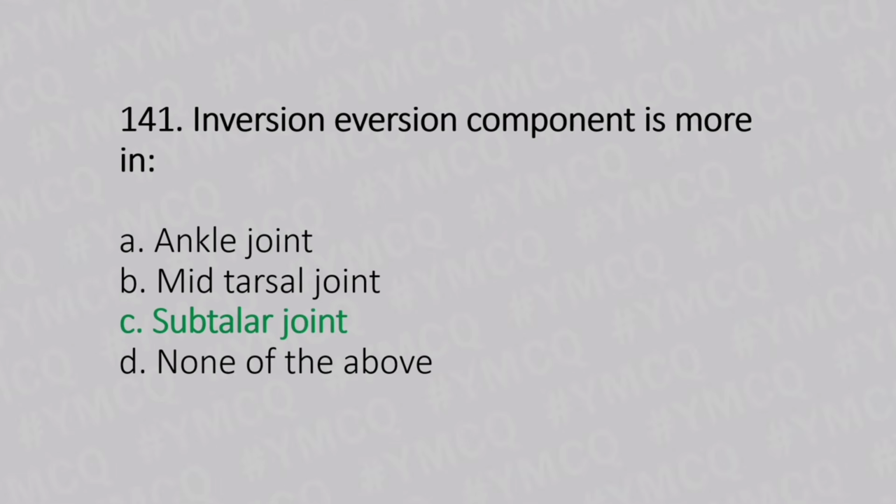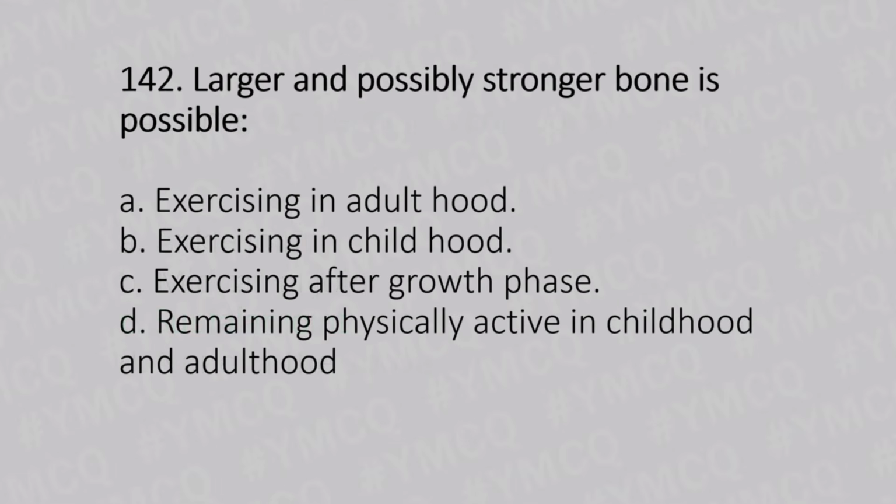Now let's move to question number 142. Large and strong bone is possible with: option A, exercising in adulthood; option B, exercising in childhood; option C, exercising after growth phase; option D, remaining physically active in childhood and adulthood. And the answer is option B, exercising in childhood.